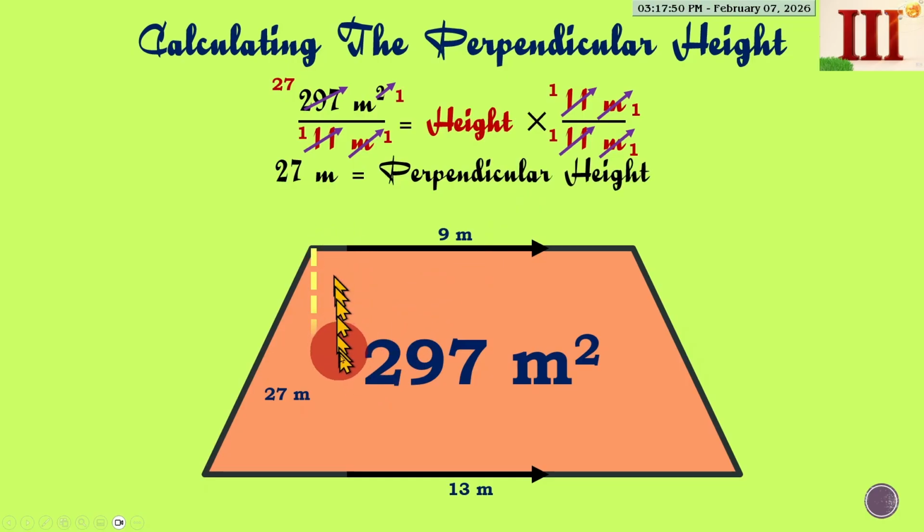That is the perpendicular height. And so if we multiply 27 by 22 and then divide by 2, we will surely indeed get 297.